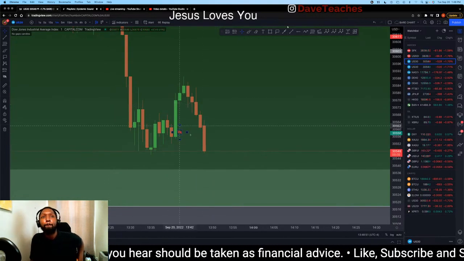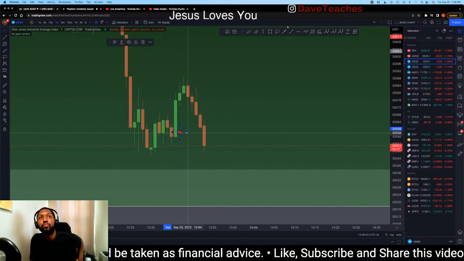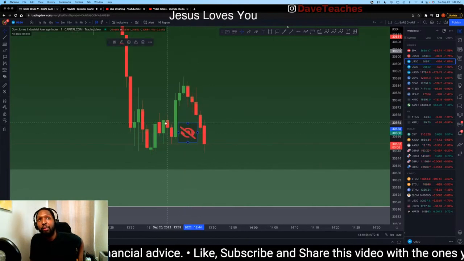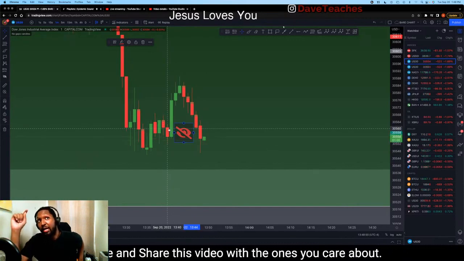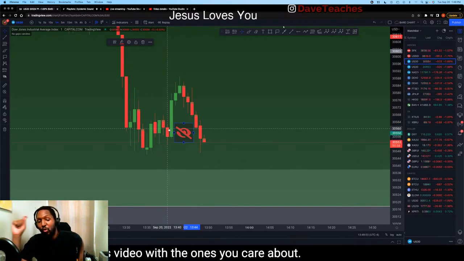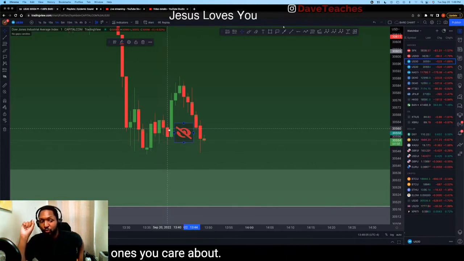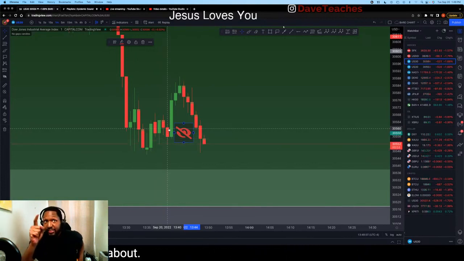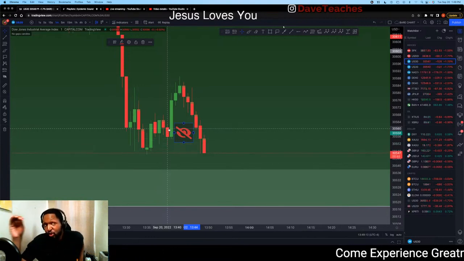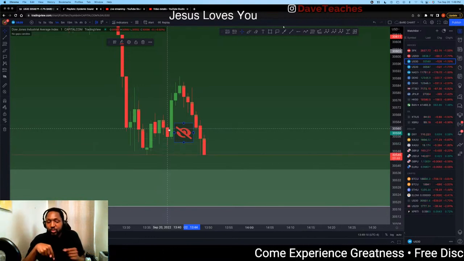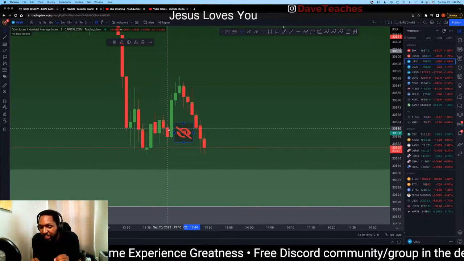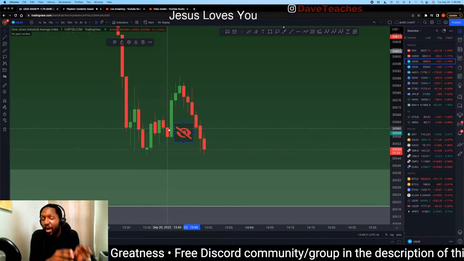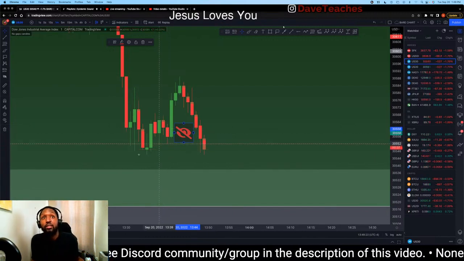So yeah, this is the hidden S&D that I talk about for direction purposes. This is not a hidden S&D for entries. Remember, the wick could be used for an entry. This in particular is used for direction. The wick is the one you take the entry from. This is for direction only. It helps you understand the direction. That's it, guys.